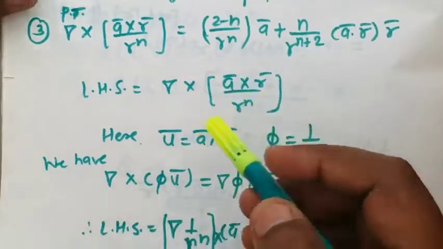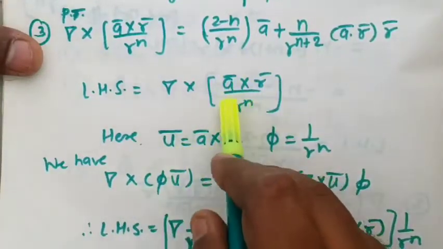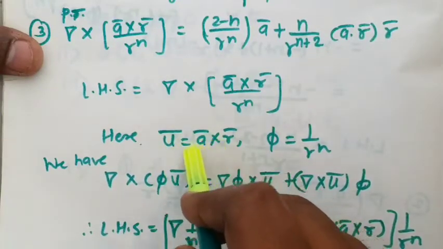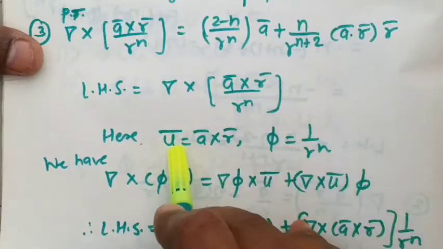Okay, now the nature of the quantities. First, in the numerator we have a bar cross r bar. It is a vector quantity, right? It is a cross product of two vectors, so it will be a vector quantity. Vectors we denote by u bar, v bar, like that. So we are going to denote a bar cross r bar by one vector quantity u bar.